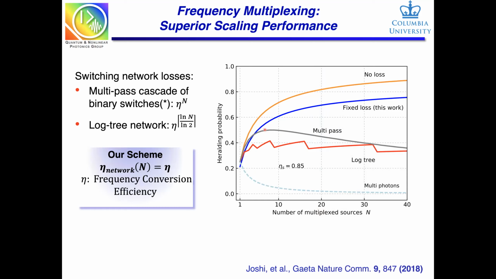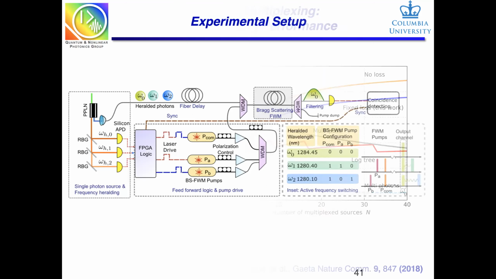The best you can ever do is kind of 50% heralding. But you can see in our case, where it doesn't scale with loss, you can get comparable to almost a low loss case. And by adding more sources, you can actually keep scaling and getting better and better. So this is the idea for trying to do frequency multiplexing.